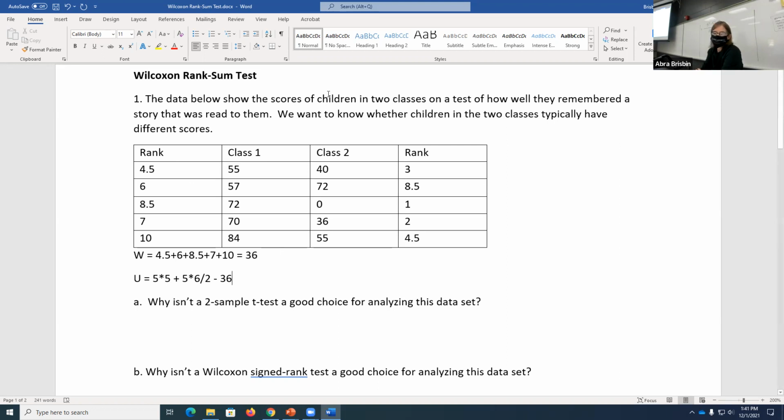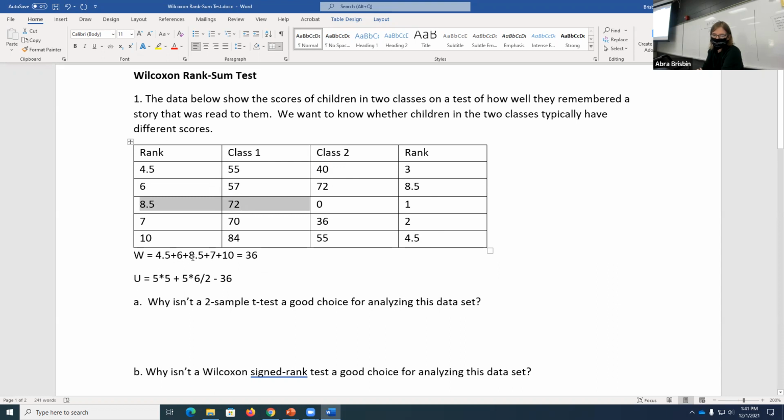So we start by assigning ranks to each of the values. So 0 gets a rank of 1 because it's the smallest. 84 gets a rank of 10 because it's the biggest. We do have some ties. So 55 is tied for 4th and 5th place, so it gets a rank of 4.5. And 72 gets a rank of 8.5.